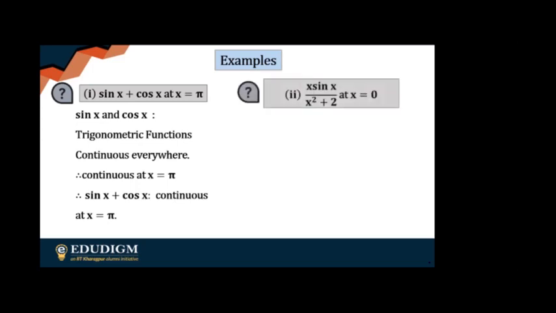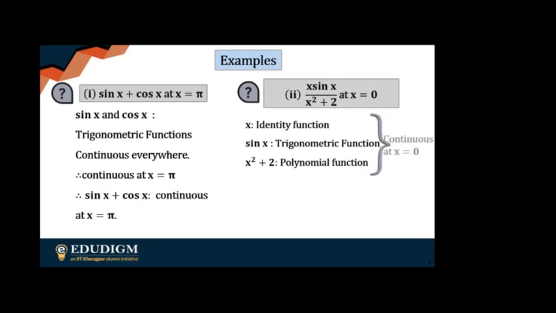Okay. Another example, very simple. x is the identity function. This is a trigonometric function, and this is a polynomial. Actually, all of them are continuous, and we'll talk about these things later. For the time being, just take them as some standard results. And also, this is non-zero.